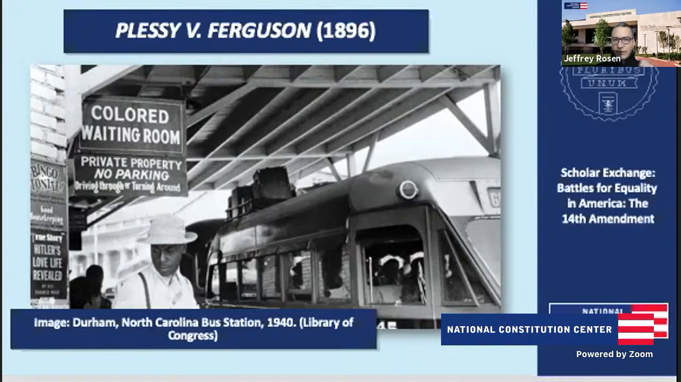And these laws, they're called Jim Crow laws, were challenged in the Plessy versus Ferguson case. And the question there was, can states require railroad companies to have separate cars for African Americans and white people? And before I tell that story, Kerry, let me pause and ask if you have any questions.